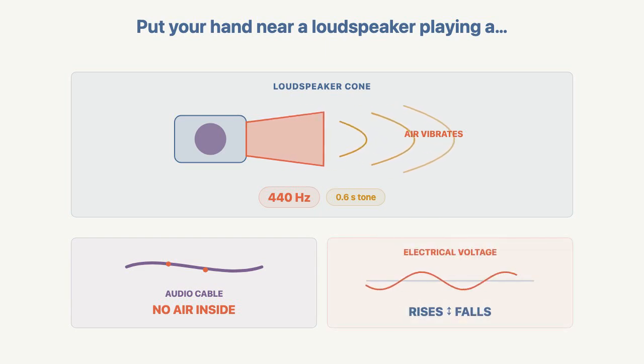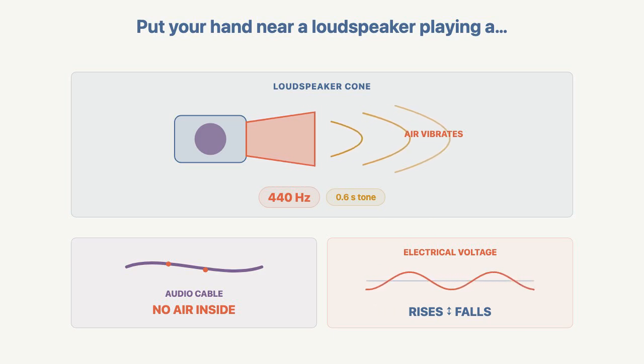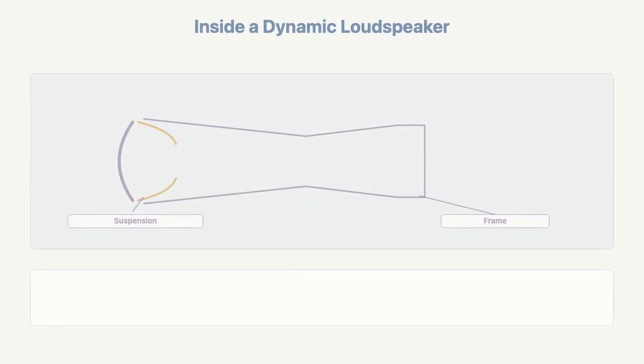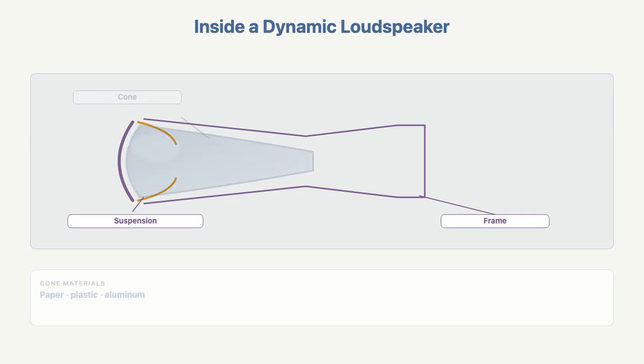How does a changing electrical signal grab a paper-like cone, shove the surrounding air, and recreate a voice or a bass drum? The answer begins with a remarkably small machine hiding behind that cone. A typical dynamic loudspeaker contains 5 crucial parts: a cone, a voice coil, a permanent magnet, a steel pole piece, and a flexible suspension. The cone is usually paper, plastic, aluminum, or a composite, and its job is to push the air without bending at the wrong frequencies.